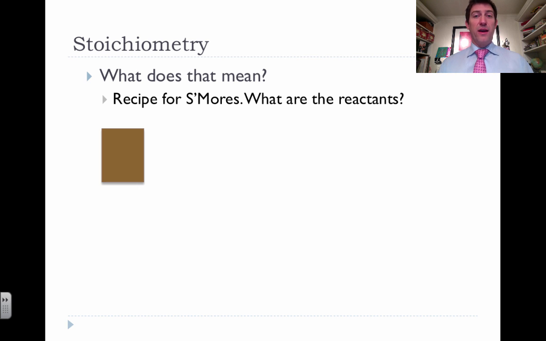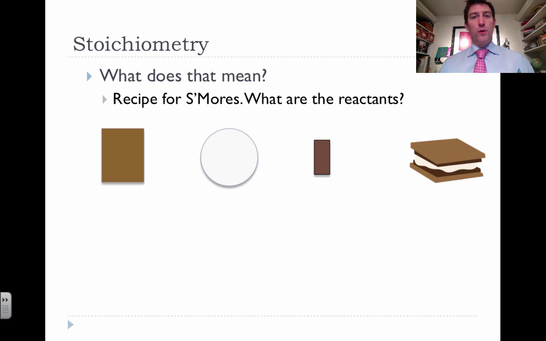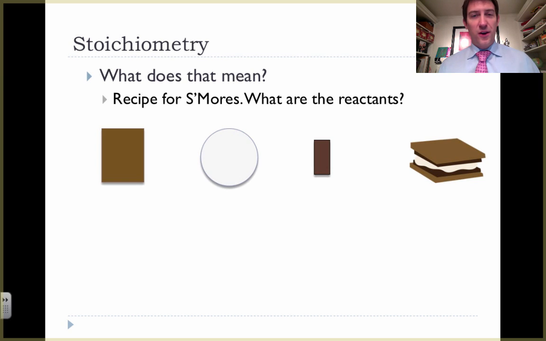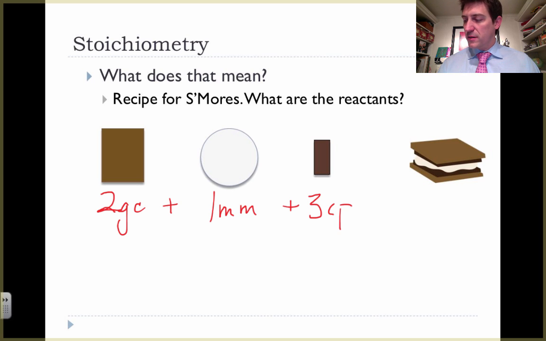It's where you take a graham cracker and a marshmallow and some chocolate, and you roast that marshmallow and squish it all together, and you get a yummy snack. Now we can turn this into what we'll call our chemical equation. This is our recipe: to make a s'more, we need 2 graham crackers, plus 1 marshmallow, plus let's say 3 chocolate pieces. Can't use just one. Those react to form one s'more.